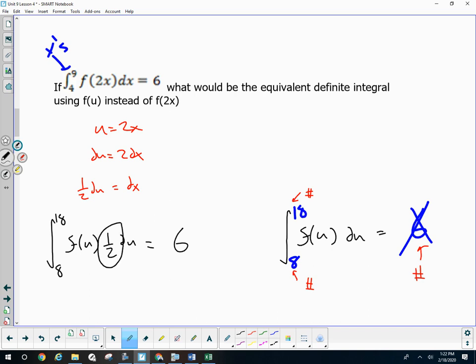Now, I don't want to take the antiderivative of this. I want my answer to be in the form of an integral. So my answer that they want us to provide does not have a 1/2 in it. Okay, so what do we do? Discuss with your neighbors. You got to remember your integral properties.